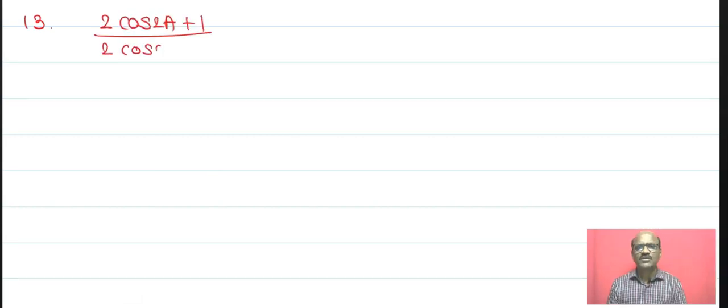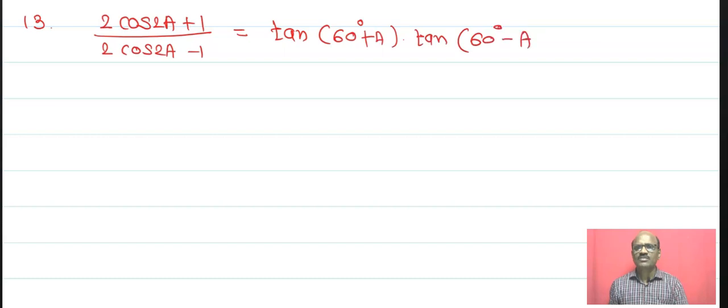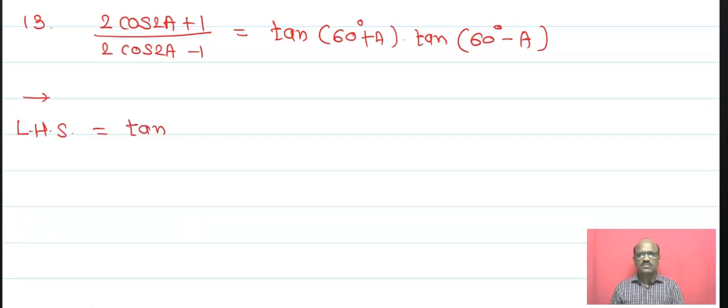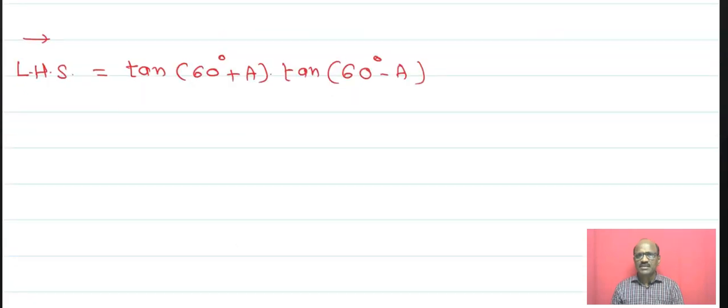2 times cos of 2a plus 1 upon 2 times cos of 2a minus 1 is equal to tan of 60 plus a into tan of 60 minus a. Now the RHS is tan of 60 plus a, tan of 60 minus a. Applying the formula, tan of a plus b means tan a plus tan b upon 1 minus tan a into tan b.